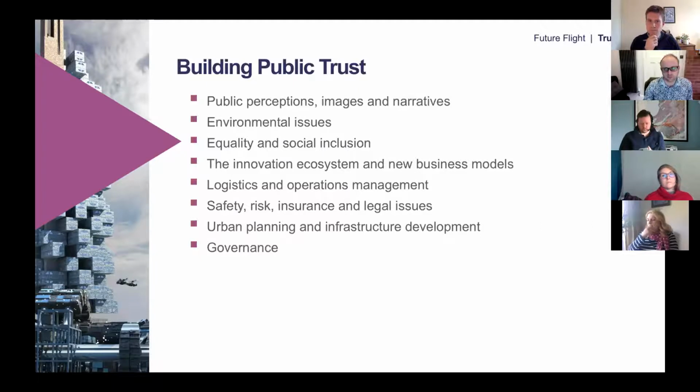We need to understand the public perception of future flight technologies when it comes to logistics and operations management. Are there issues around potential negative impacts, for example, job loss for drivers displaced by these new technologies? Or as more communities embrace these technologies, can we demonstrate the potential to create higher value jobs and new roles and the opportunity to upskill our workforce? We need to understand the public perceptions regarding safety, paramount importance, and risk, insurance, and legal issues as well. We also need to consider the public perception associated with urban planning or rural and remote planning and infrastructure development, like I've mentioned.